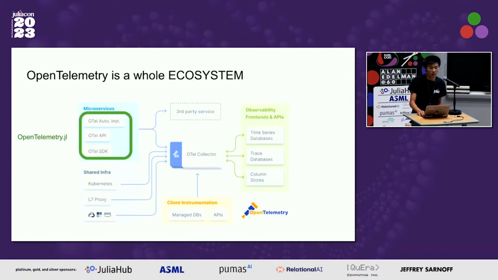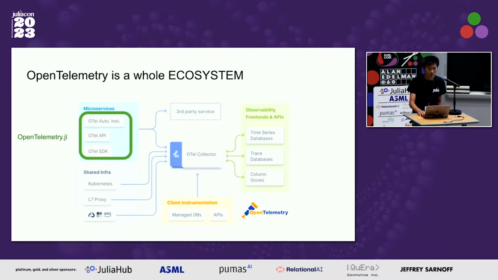So OpenTelemetry is a whole ecosystem. It is focused on creating data, collecting data, and also transformation of the telemetry data. By creating and generating data, the data may come from microservices and also may come from the shared infrastructure like Kubernetes and also the cloud services.